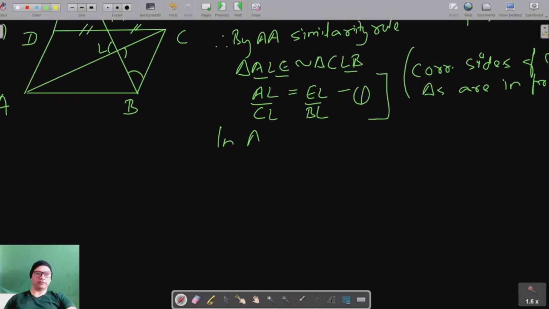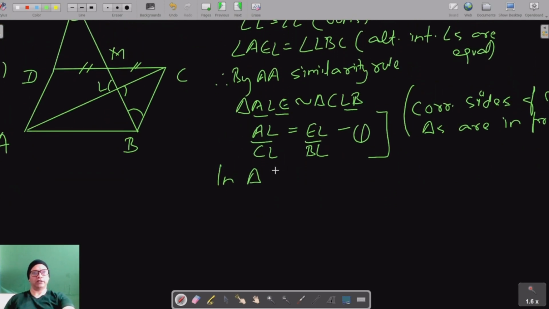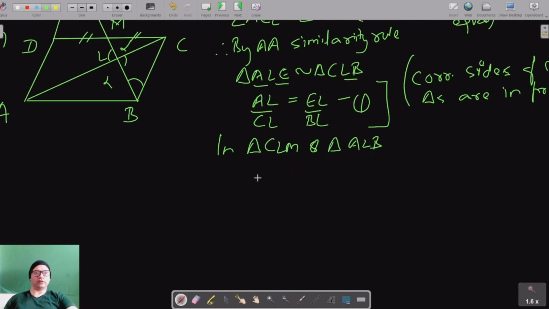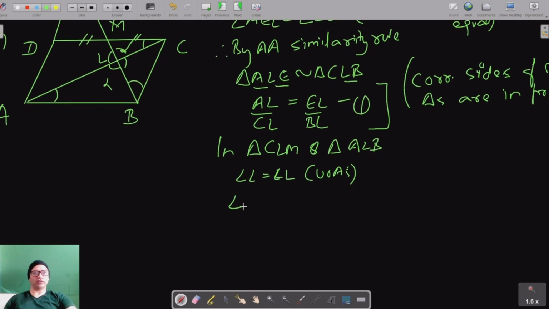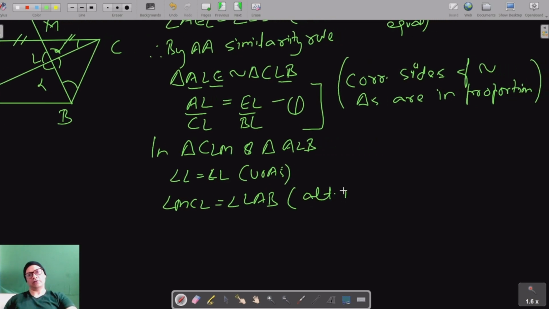So the next set of triangles which we are going to prove similar are triangle CLM and triangle ALB. So here also angle L is equal to angle L. These are the vertically opposite angles. And angle MCL is equal to angle LAB. These are the alternate interior angles.